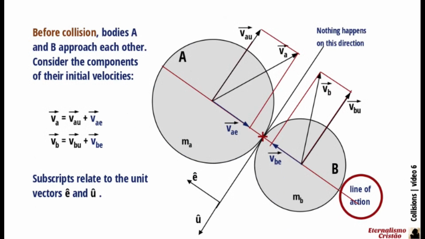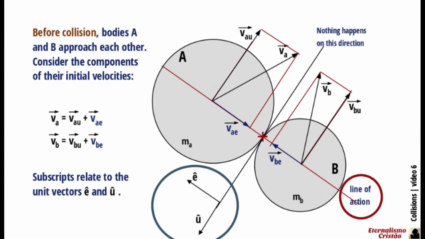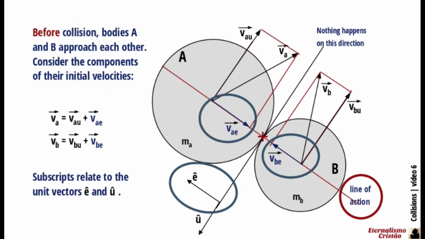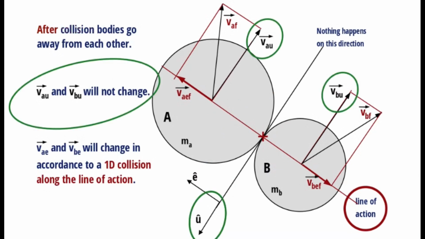Before collision, bodies A and B approach each other. Consider the components of their initial velocities. Unit vectors, E and U, are of utmost importance. Everything happens along the direction of unit vector E. After collision, bodies go away from each other. Components along the direction of unit vector U do not change.